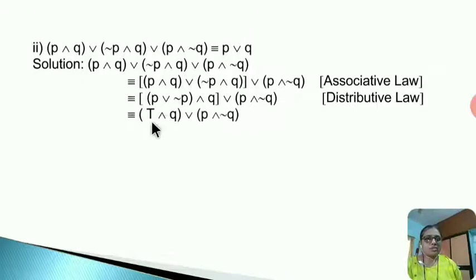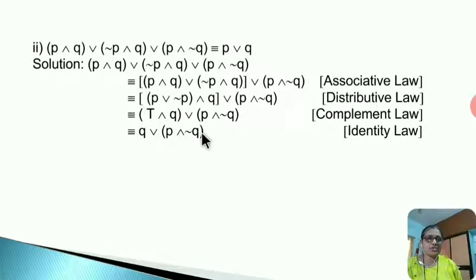Now use here complement law for the first bracket in the first term, P or negation P. P or negation P is T. So here we get T and Q or P and negation Q. We use here complement law. Now we know T and Q, its value depends on Q. If Q is T, we get T. If Q is F, we get F. So it is Q. It is the identity law. So Q or P and negation Q. This is the next step. Its justification is identity law. We use here identity law.